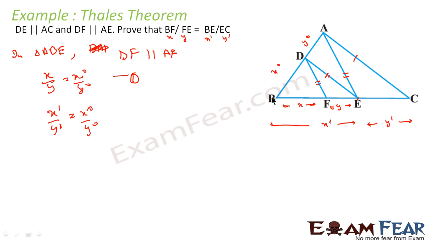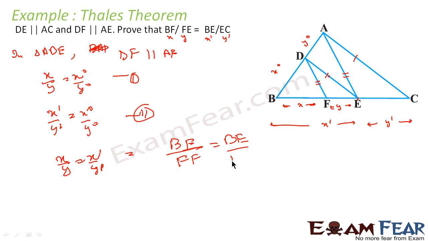Correct? Why? Because in triangle ABC, the bigger triangle, BE by EC is equal to BD by AD. Why? Because DE is parallel to AC. Now with these two equations, I can say that X by Y is equal to X dash by Y dash. Instead of X0 by Y0, I can say X dash by Y dash. And that is what I was supposed to prove. That is BF by FE is equal to BE by EC. And that is very simple.